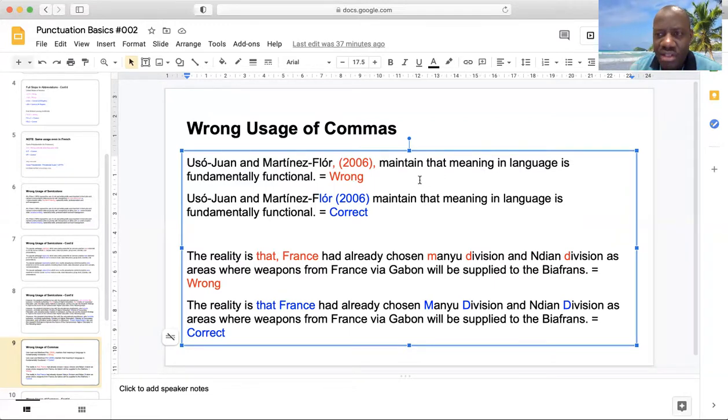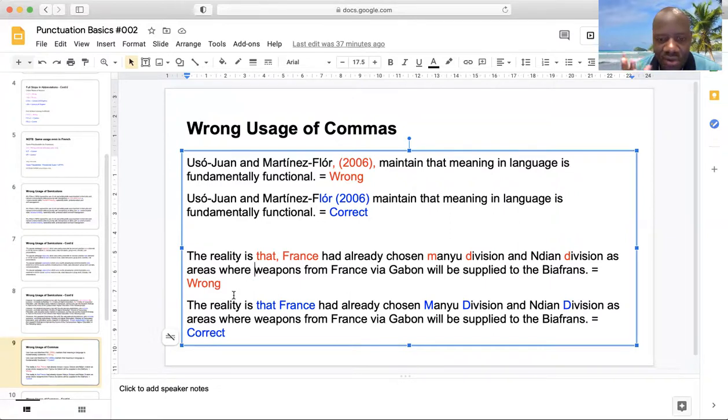And we need to know where is the verb and where is the object, because the basic structure of a sentence is subject plus verb plus object. Although some sentences don't actually have objects, they have only subjects and verbs, okay? And that's why the correct form for this sentence will now be Uzo, Juan, and Martinez Flor, 2006, no comma at all, maintain that meaning in language is fundamentally functional. This is correct.